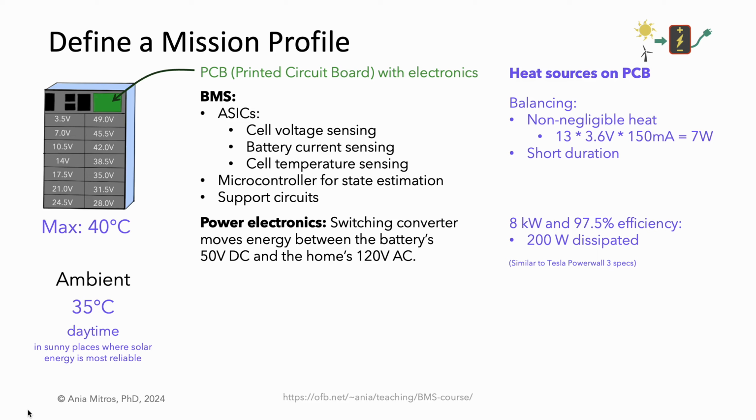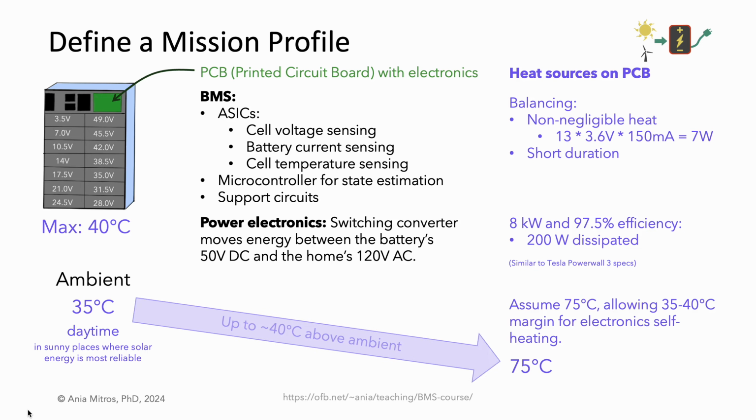Through a combination of thermal design and testing, the engineers will need to characterize the heat increase caused by the electronics. Without actually doing the analysis, let's just assume that the power electronics and their enclosure are designed for a 75 C maximum operating temperature, which allows 35 to 40 C of self-heating above ambient.